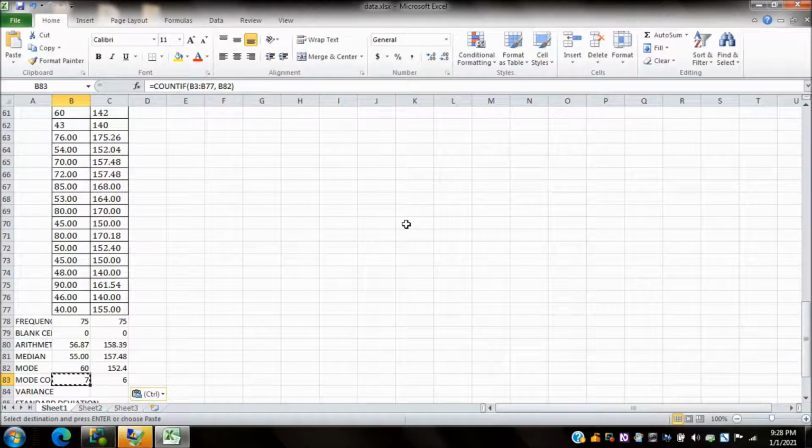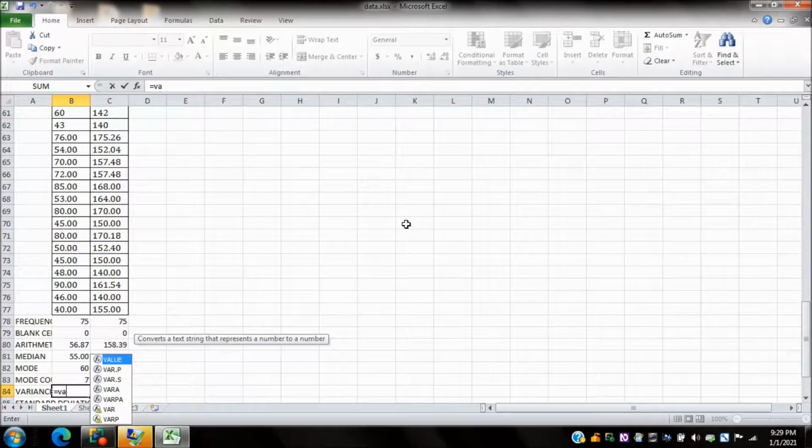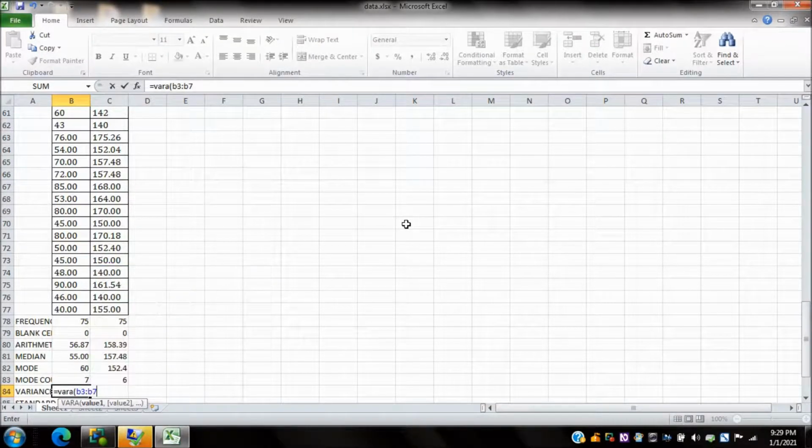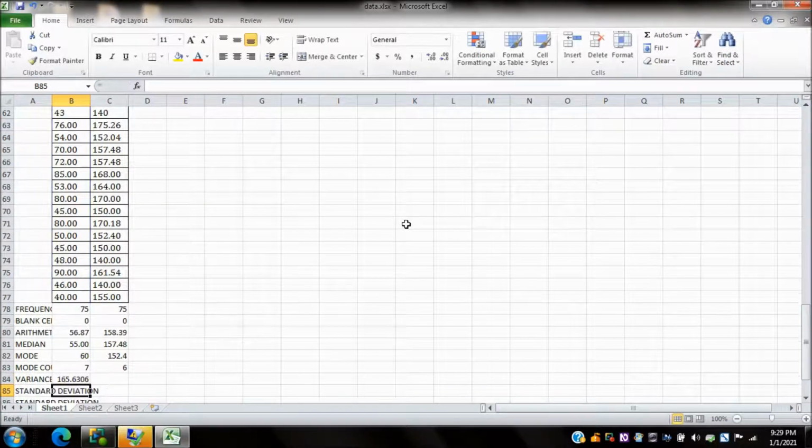7 as formula B83, weight. Mode count, A84. Variance, A84. B84, weight. So here in B84, I'm going to input equals VARA and the cell range. VARA, left parenthesis, B3 colon B77, right parenthesis. I'll press enter. 165.6306 is the result. And the variance for weight is 165.6306.